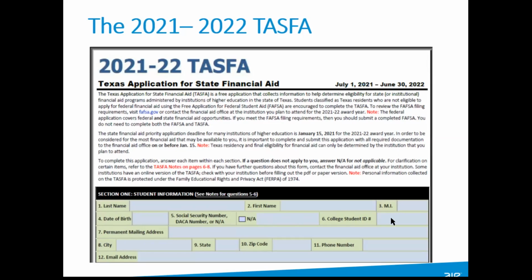On the TASFA, if a question doesn't apply to you, don't leave it blank. Some have the option of not applicable, but if it's not applicable, make sure you put NA or not applicable, because you want the financial aid administrator to know that you didn't skip the question. It's just not applicable, and they may be confused.